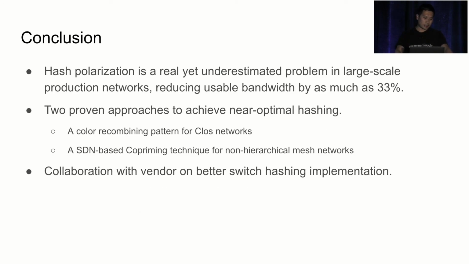To conclude, hash polarization is a real yet underestimated problem in production networks. It could reduce usable bandwidth by as much as 1/3. We have shown you 2 proven approaches to achieve near optimal hashing, and we're actively working with our switch vendors on better switch hashing implementations.